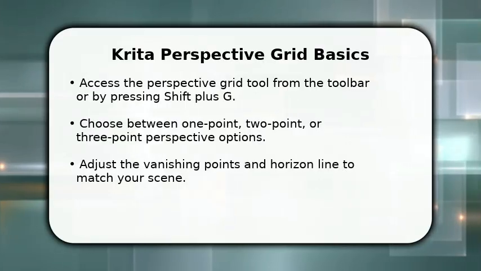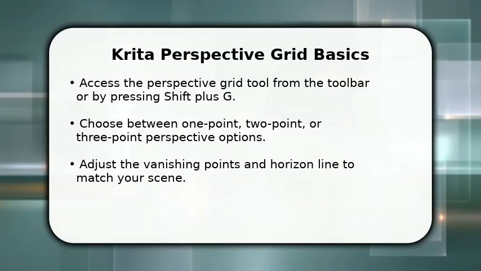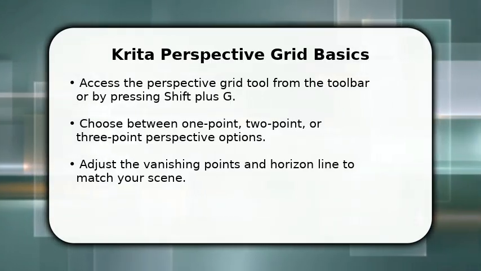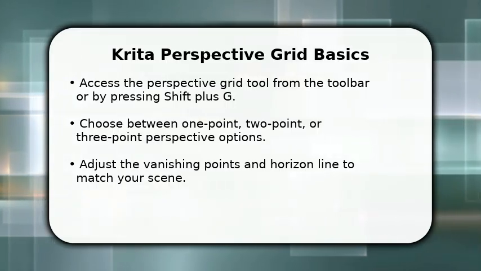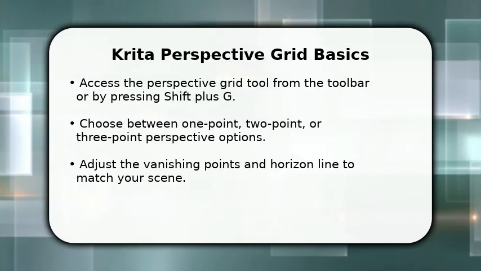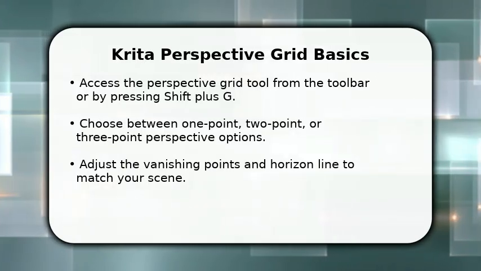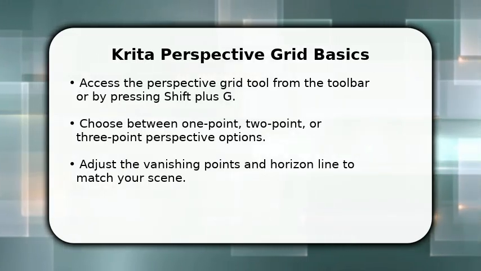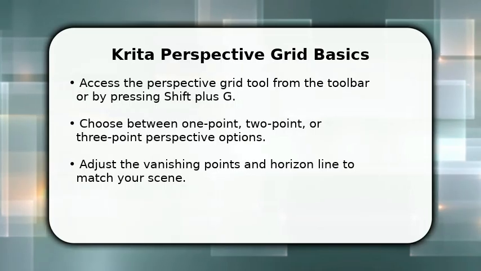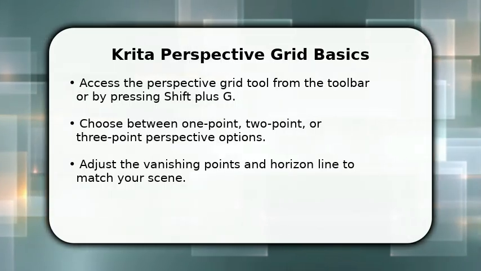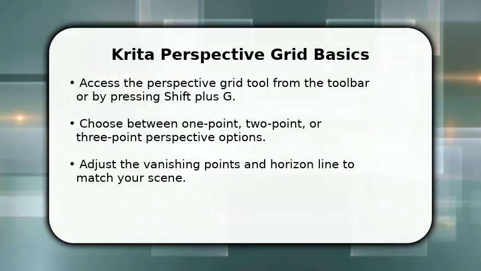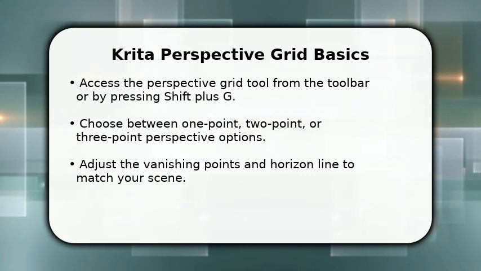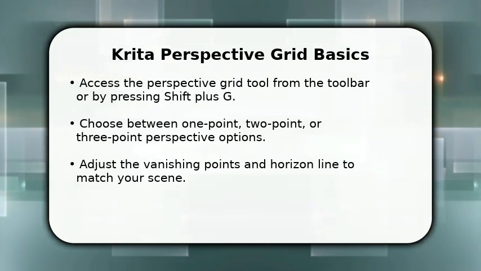In this video, I will explain how to use Perspective Grid in Krita. First, locate the Perspective Grid tool in your toolbar, or simply press Shift plus G to activate it. This powerful feature helps you create realistic depth in your artwork. You can select from 1-point, 2-point, or 3-point perspective, depending on your artistic needs. Once activated, you'll see the grid overlay on your canvas, ready for customization. It's a fantastic way to ensure your drawings maintain accurate spatial relationships.